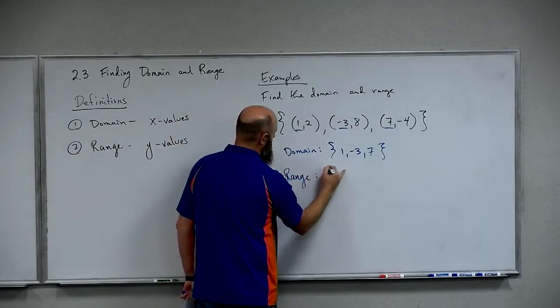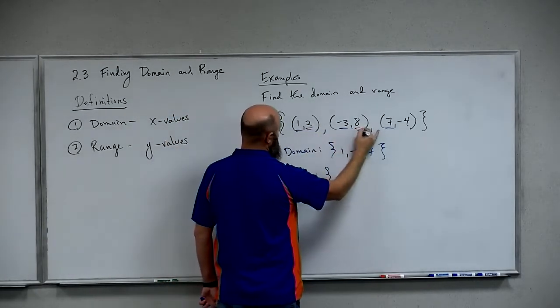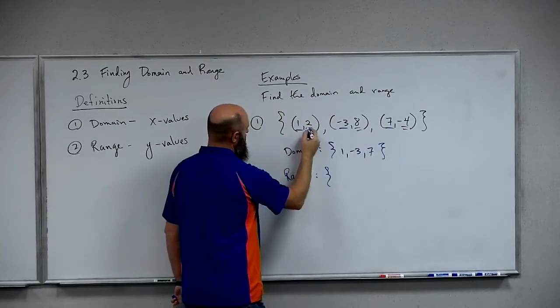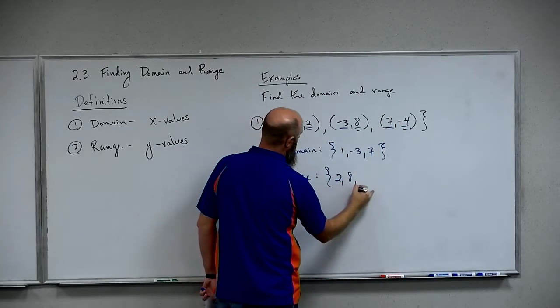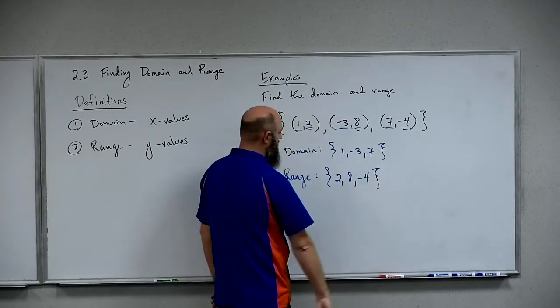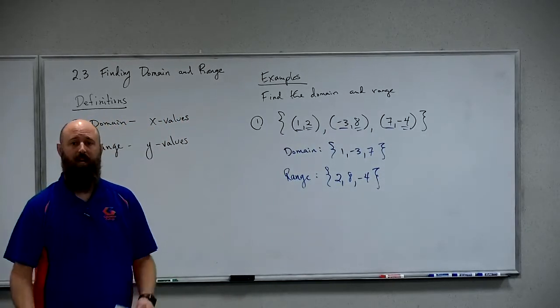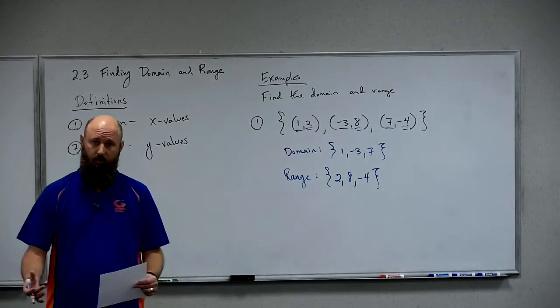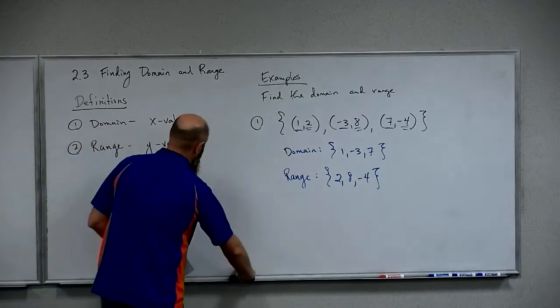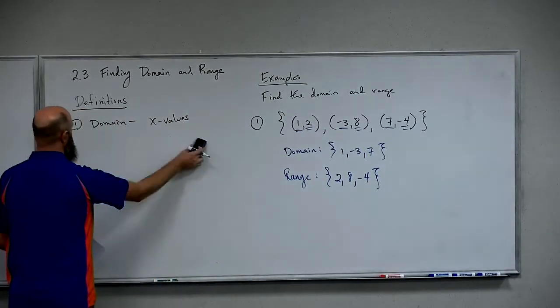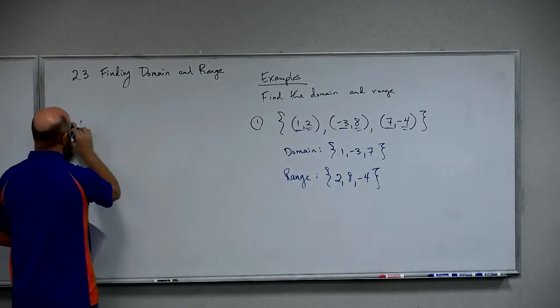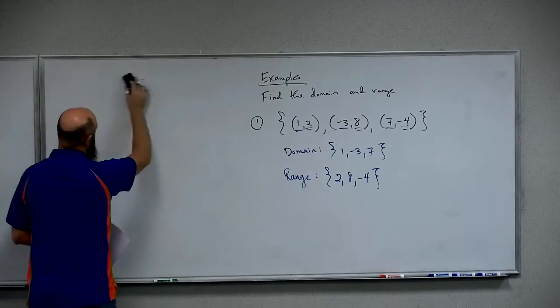And then the range, so that's the second number, or y values. So we have 2, 8, and -4 for those, okay? And so that's all it would be there. You're just listing out those pieces, okay? All right, now, of course, it's not always just going to give us ordered pairs. We've got to look at some other things.